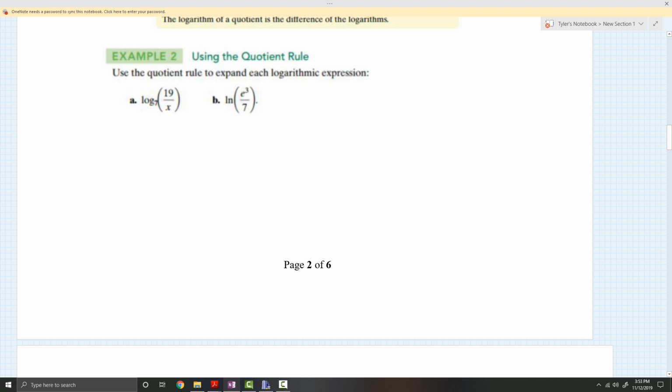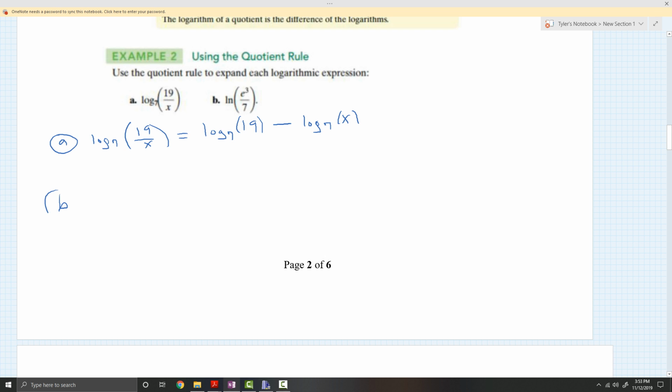As before, let's walk through an example just to practice this. So I have log base 7 of 19 over x. This is equal to log base 7 of 19 minus log base 7 of x. Again, I'm just going to put parentheses around this to make it clear. And there's really nothing else we can do with that, so we can just leave that alone.